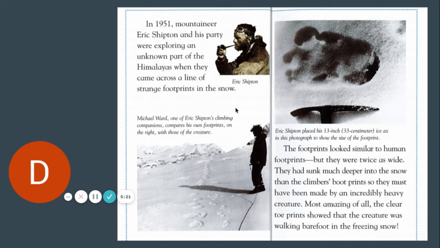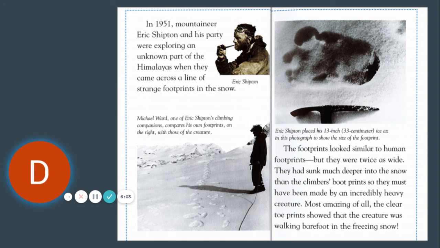So what happened? Well, let's look at the big events. Eric Shipton and his party were exploring the Himalayan mountains, and they found strange footprints in the snow. When they looked at the footprints, they noticed that the prints were very large, much wider than a human's, and very deep in the snow. So, what changes? What changes do we see? Now, that's a good question. We can talk about changes in the characters.